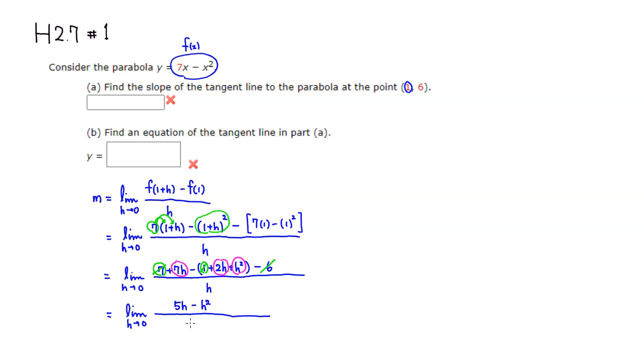So we took care of everything on top, all over h. Luckily, every term on top has h in it, so I'm going to factor h out. Pulling h from 5h, we still have 5, and pulling h from h squared, we still have h, but it's minus h. All over h. We can cancel the common factor h on top and bottom. Then h goes to 0, so what's left is 5. The slope of this tangent line is equal to 5.